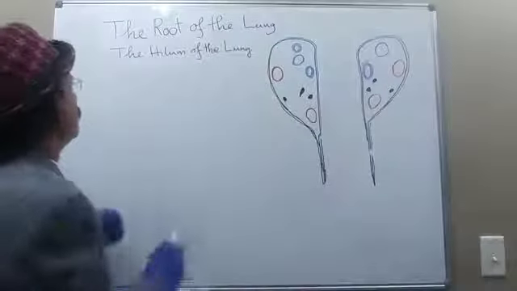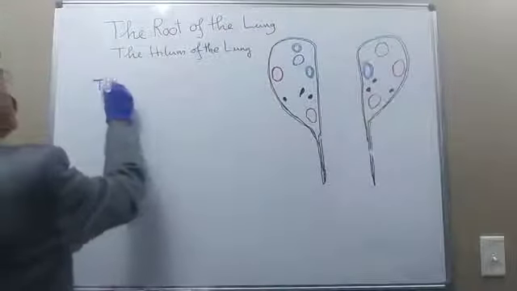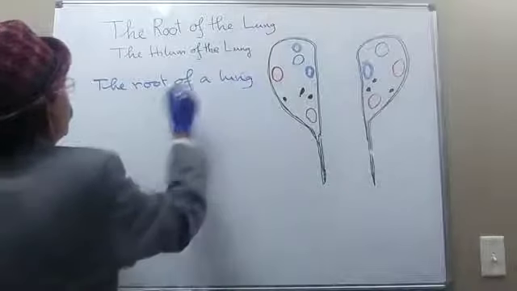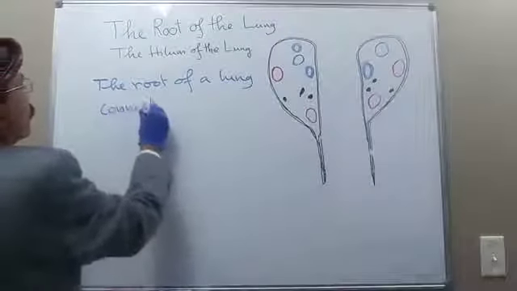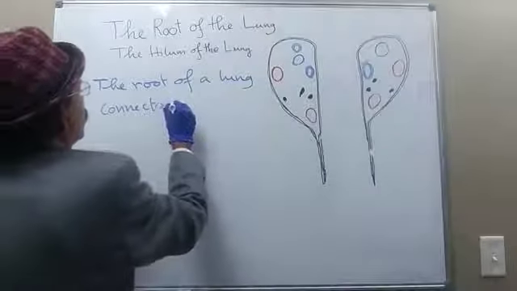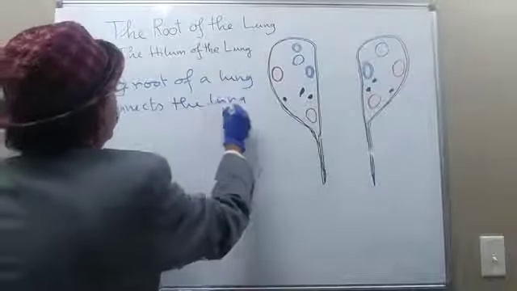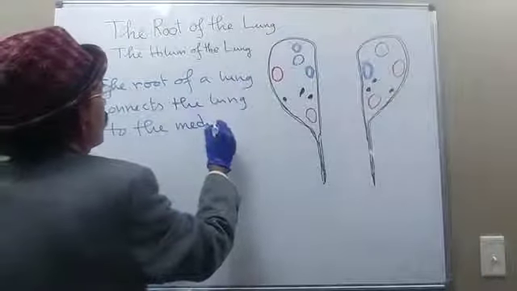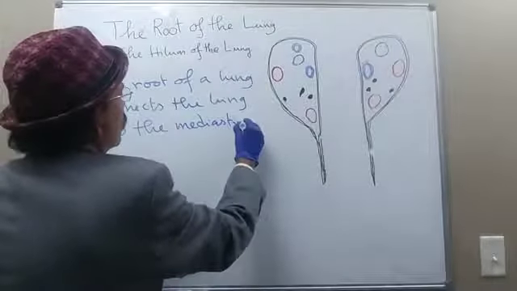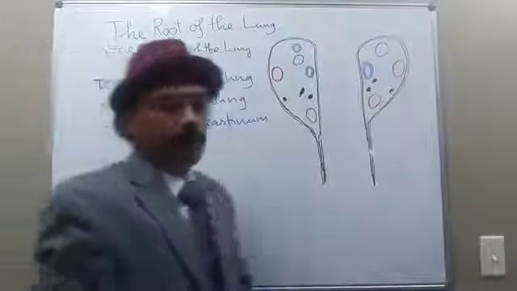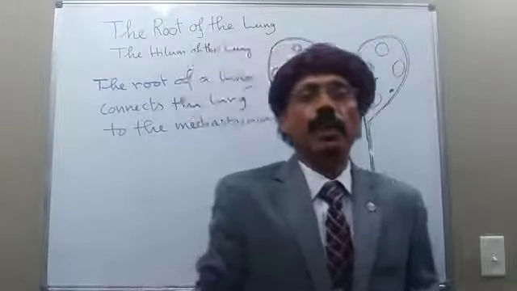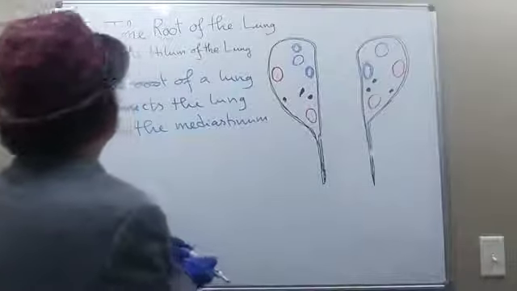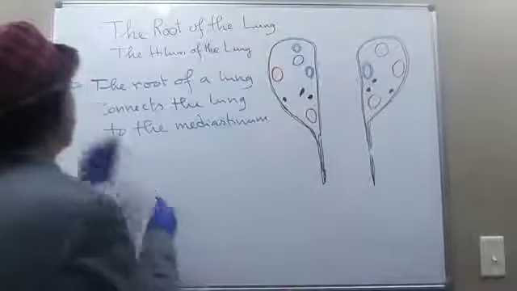So, the root of the lung connects the lung to the mediastinum. What is the mediastinum? The mediastinum is a group of structures in between the lungs. We got it? So we have the root, and we have another word called hilum.